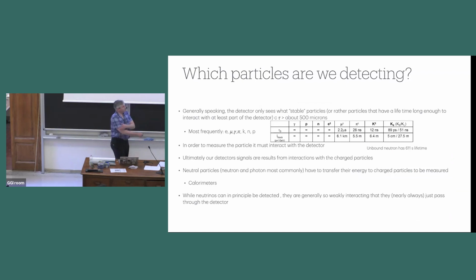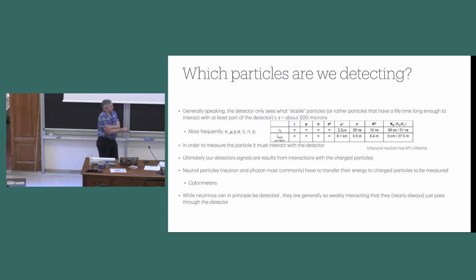So what particles are we interested in detecting? Generally speaking, the detector only sees what we would call stable particles. Of course, stable here is a relative term. That means basically having a lifetime that is long enough to interact with at least part of the detector, or that it will travel on the order of something like 500 microns or more.